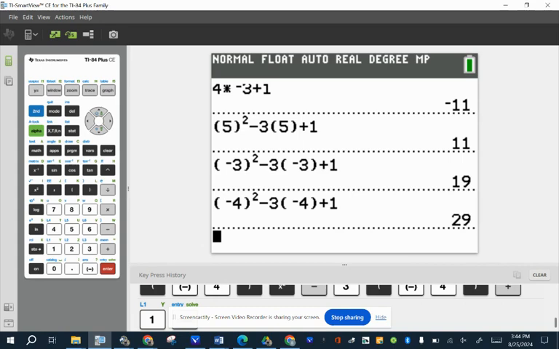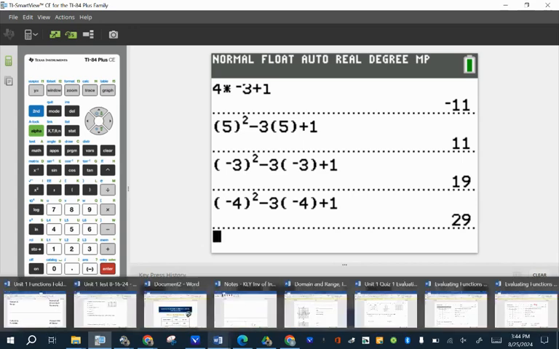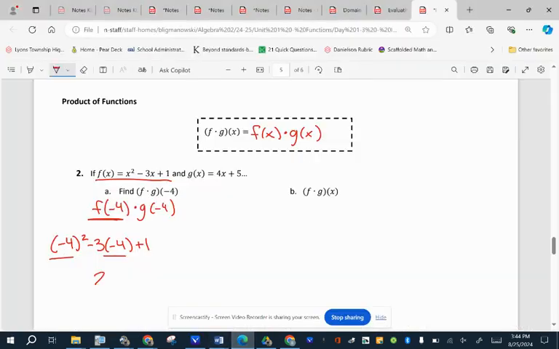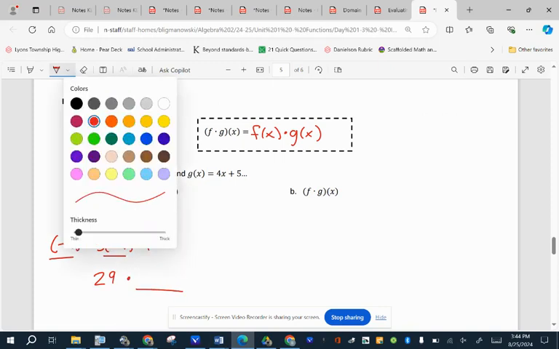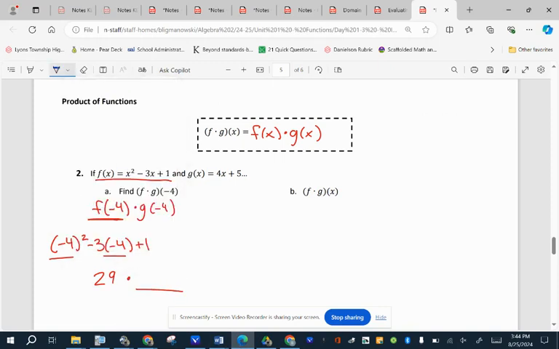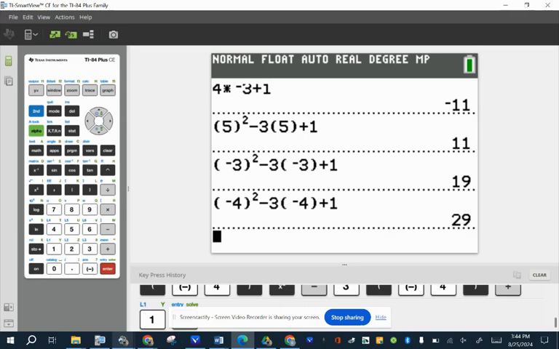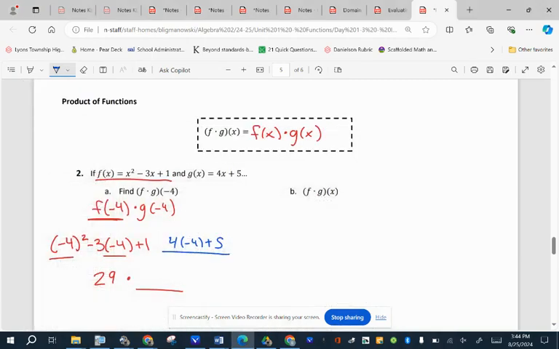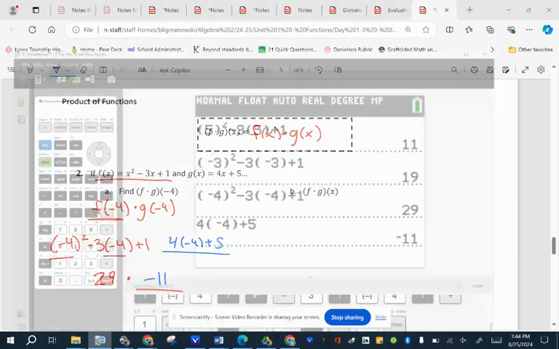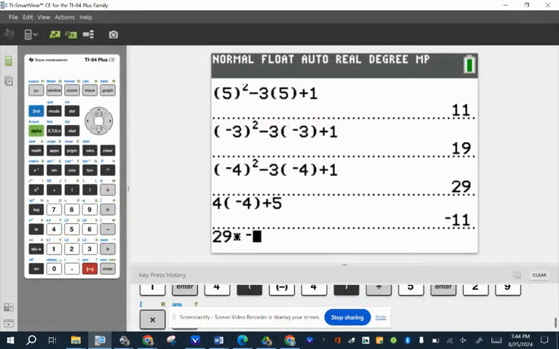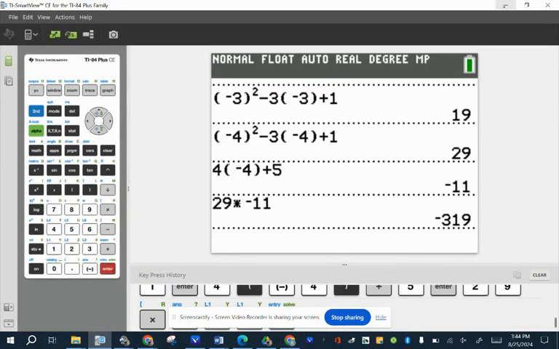And I'm going to get 29. So 29 times, now we're going to work on what g of negative 4 is. So I'm going to put negative 4 into g. 4 times negative 4 plus 5 gives me negative 11. So we're doing 29 times negative 11 to get negative 319.